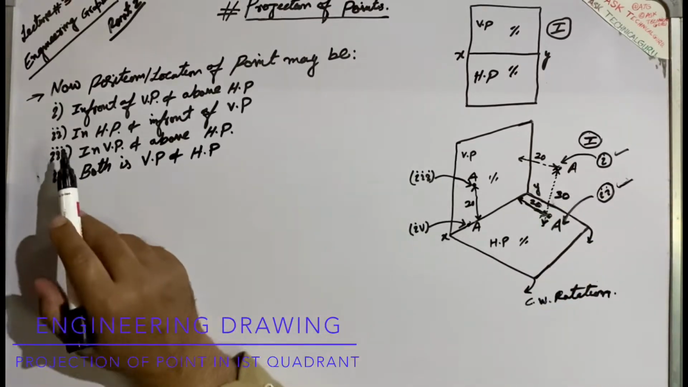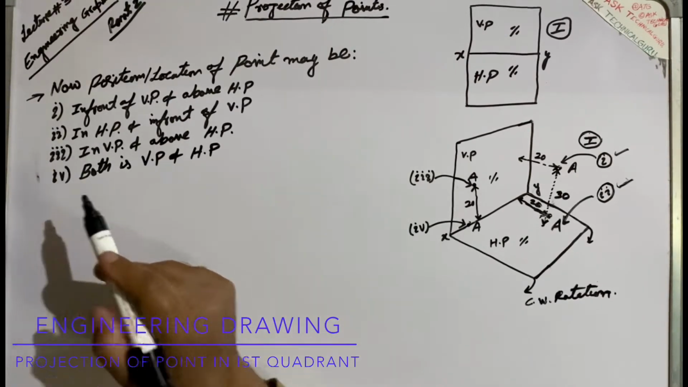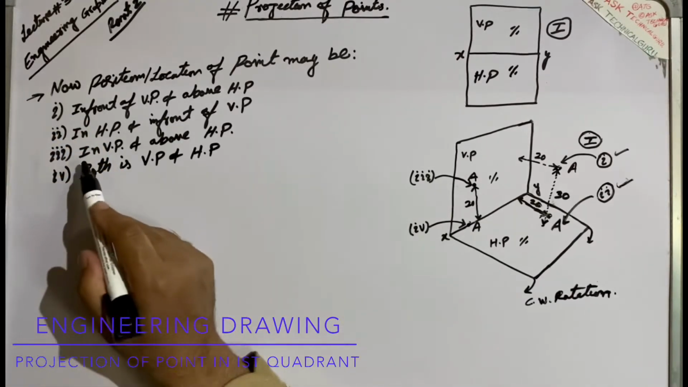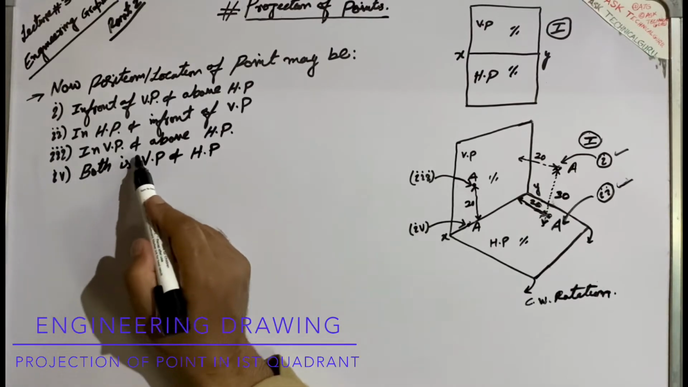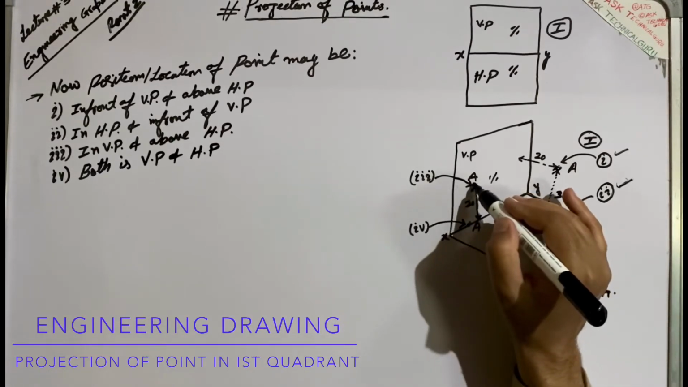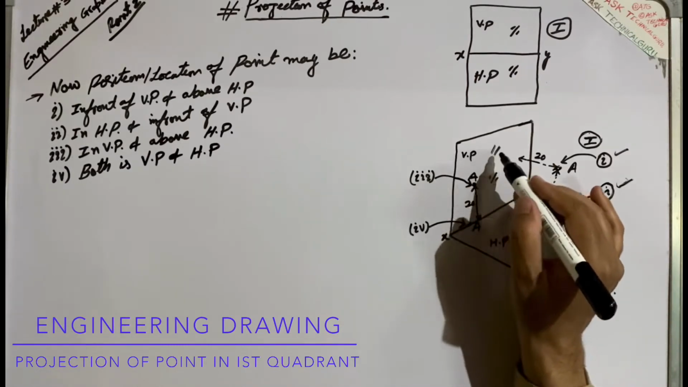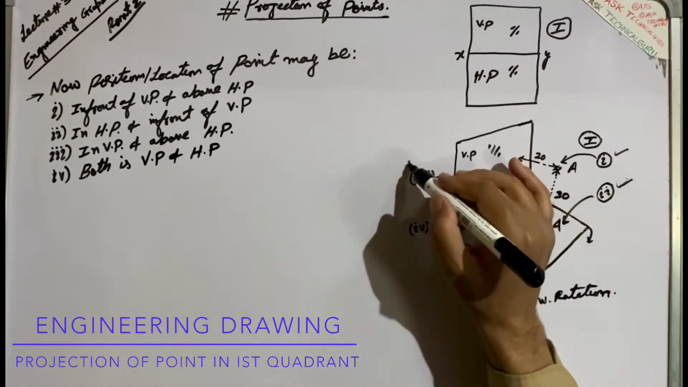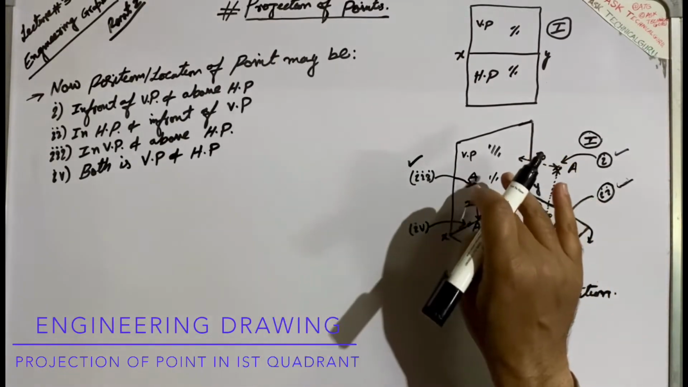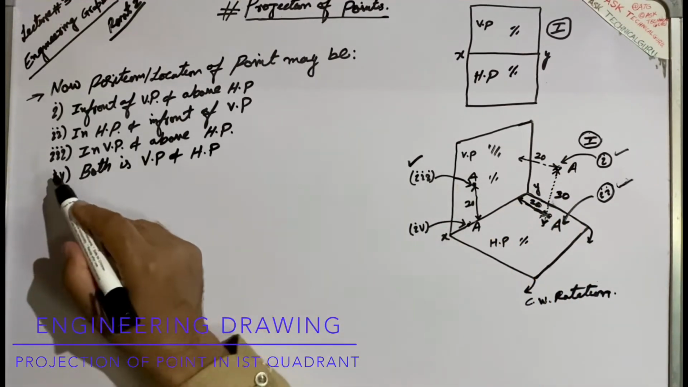Now condition number third, the location of the point as per the third condition, is in the vertical plane and above the horizontal plane. That is this condition. Point A is in the vertical plane. This is the vertical plane, and this is condition number third, but it is above the horizontal plane by 20 mm. We have assumed this distance, that is 20 mm.